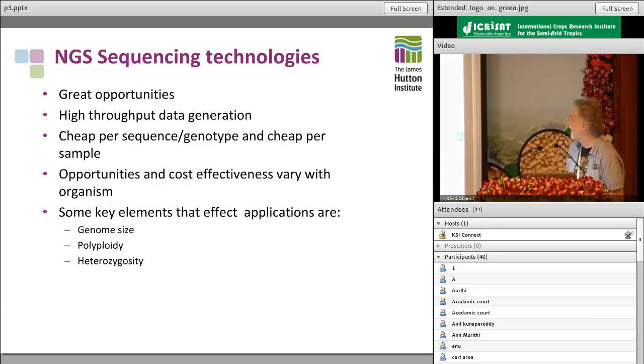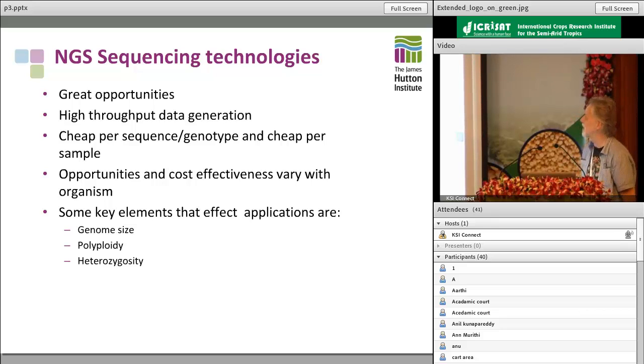Some of the key elements that affect the application of these things are things like genome size. If you're working with a very large genome, there are some problems in terms of sequencing. The number of reads you have aren't so efficient with very large genomes. Polyploidy is clearly a complication. Heterozygosity is a complication. To get around this, there are a number of genome reduction methods that people are using, some we've heard about already. In many cases with large genomes, total genome resequencing is often not cost effective. And again, there are a number of methods around.